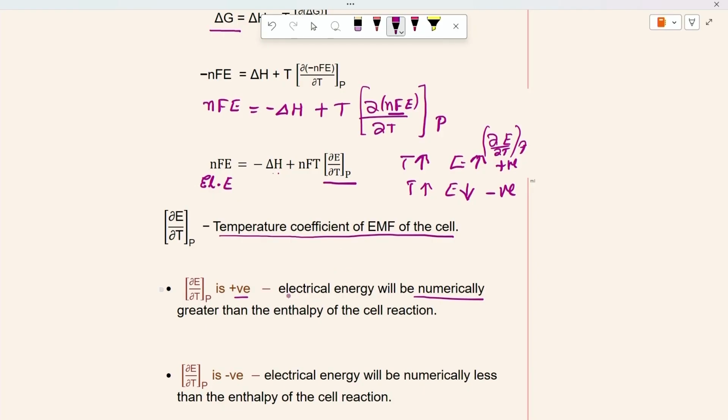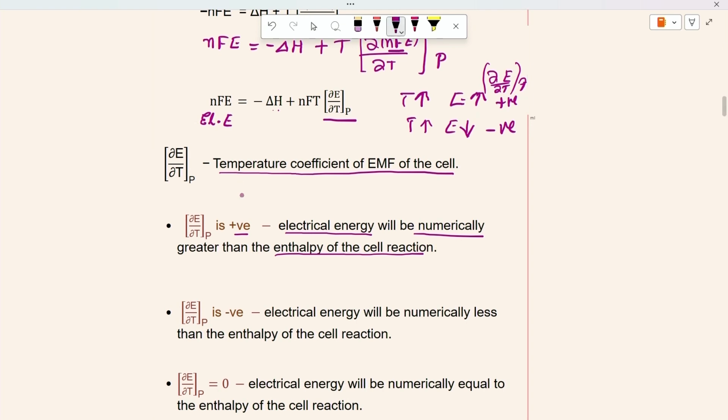Because delta H is less than the electrical energy, you have to add something else, only then does it become equal to electrical energy. That is what is explained here: if it is positive, electrical energy will be numerically greater than the enthalpy of the cell reaction. Now, take the case when it is negative. Negative means the electrical energy is equal to minus delta H, or I will put it as enthalpy.